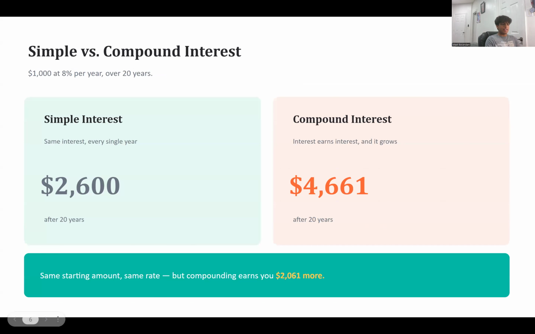All right, next we get simple versus compound interest. So let's zoom out and see why this matters at bigger numbers. Say you invest $1,000 at 8% per year for 20 years. With simple interest, you would end up with $2,600. With compound interest, you'd end up with $4,661. Same starting amount, same interest rate, but compounding earns you $2,061 more just because the interest keeps building on itself over time.